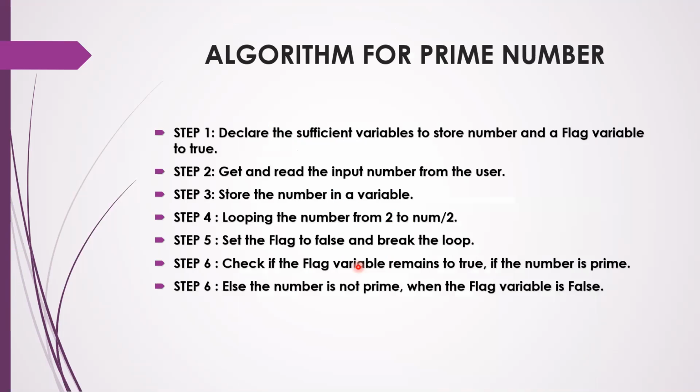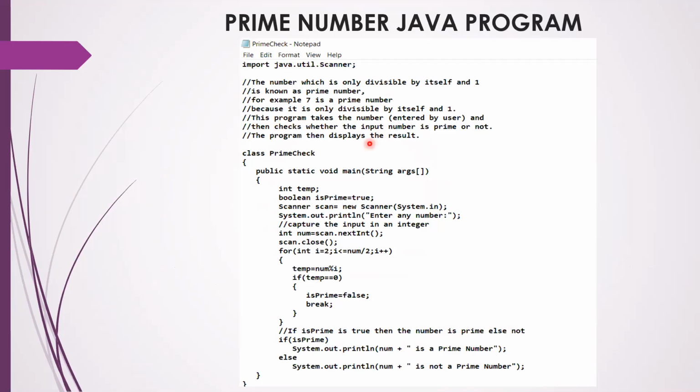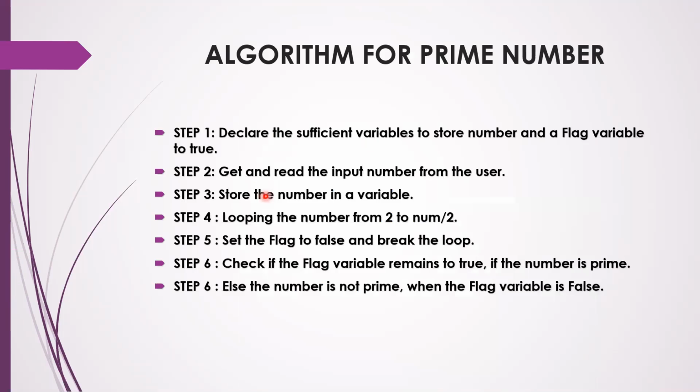So the algorithm I've written here is an assignment which I have given you. Step 1, you have to declare the sufficient variables to store the number, and you have a flag variable. As you can see, you are changing the flag variable to true or false. If it is prime, the true remains as such; it will be changed to false if it is not prime. So you're using a flag variable, and then you're reading and getting the input from the user, and you're storing the number in a variable.